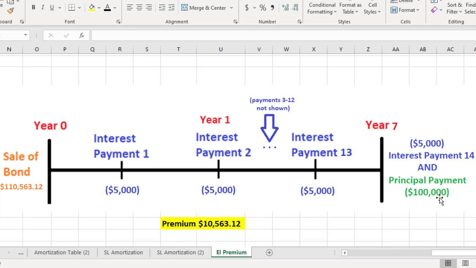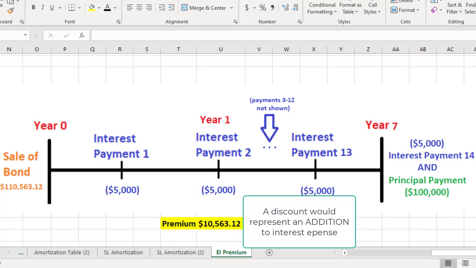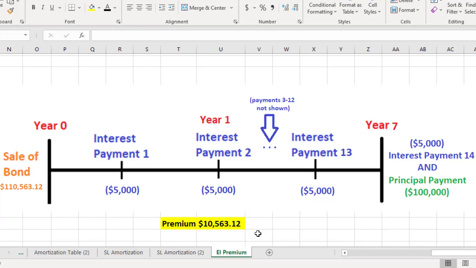So since they're paying back a little bit less than what they borrowed, this premium is actually going to be a reduction in the interest expense. Remember, interest expense can be thought of as the cost of borrowing money, or the cost of using money. So since we have to pay back a little bit less than we borrowed, this is going to be a reduction of the interest expense. And the other part of the interest expense is going to be each of these interest payments.